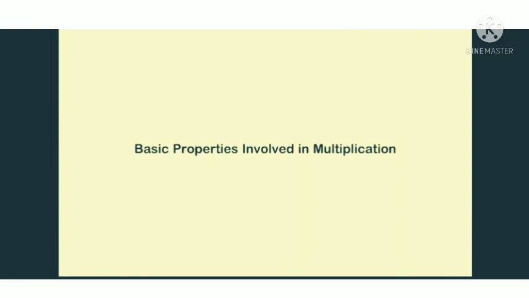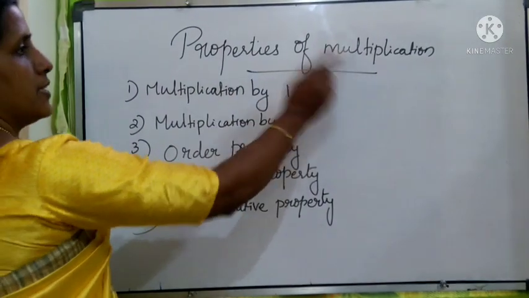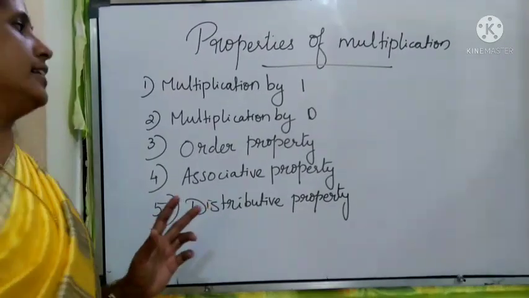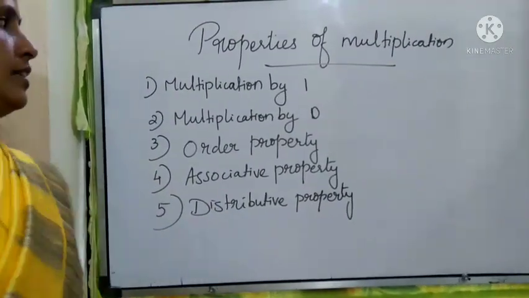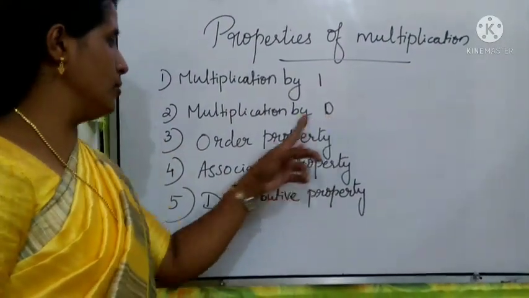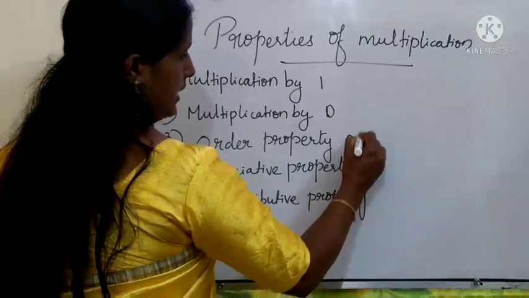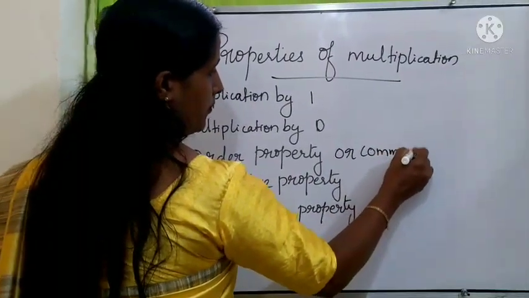Basic properties involved in multiplication. There are 5 properties involved in multiplication. First and second are multiplication by 0 and multiplication by 1. The third is the order property, the fourth is the grouping property, and the last is the distributive property. The next topic is properties of multiplication. Here, I can show only 5 properties. What are they? Multiplication by 1, then multiplication by 0, and the third is the order property, which has another name, the commutative property. What is that?